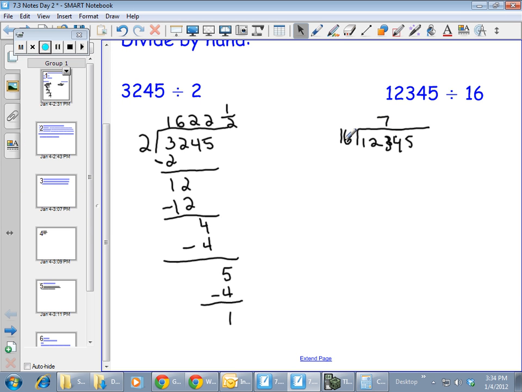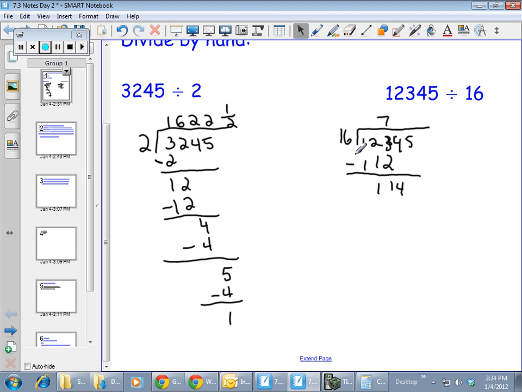Then 7 times 16, well, let's see, 7 times 6 is 42. I'll put a 4 up here. So 7 times 1 is 7, plus 4 is 11. So 7 times 16 is 112. Alright, so now we do 123 minus 112. And that would be a 1, and a 1, and a 0. So 16 does not go into 11. So, bring down the 4.